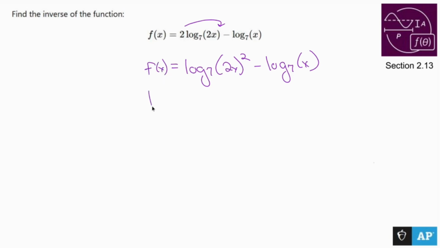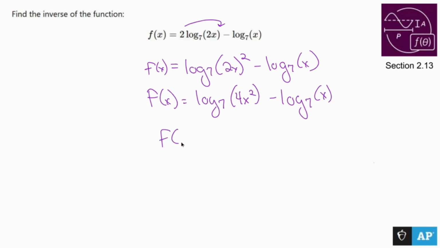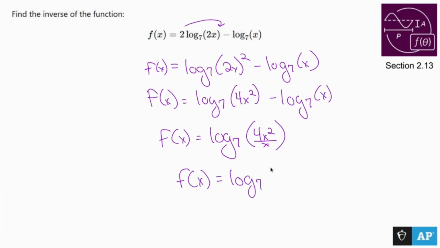Let's square that. Okay, so f of x is going to equal log base 7 of 4x squared, because 2x times 2x is 4x squared, minus log base 7 of x. When subtracting logs of the same base, divide the insides. So f of x is going to equal log base 7 of 4x squared all over x. And 4x squared all over x is just going to become log base 7 of 4x.